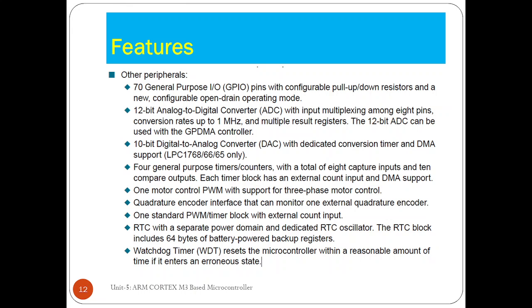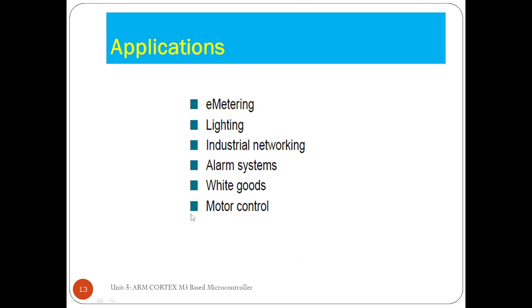If you see, there are 70 general purpose IOs, which I told you are 64. So 70 general purpose input output pins and a 12 bit ADC are available. All these are the features available. Now what are the applications here? There are a lot of applications, but some I listed here: e-metering, light industrial networking, alarm systems, white goods, motor control. All these are different applications we can use it for. In that we are using this LPC 2148.